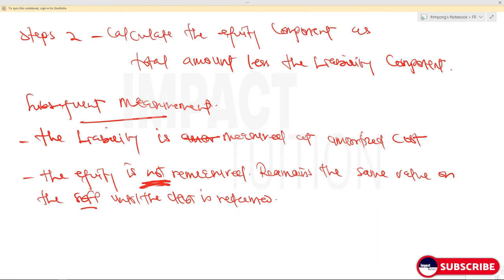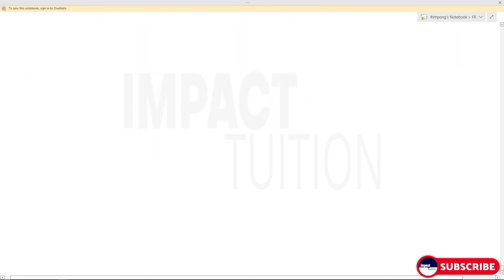Let's look at an example. Illustration. A company issues a convertible loan that pays interest at 2% per annum in arrears. The market rate is 8%, being the interest rate for an equivalent debt without the conversion option. So the rate for an equivalent debt without the conversion option will be used as the discounting factor.